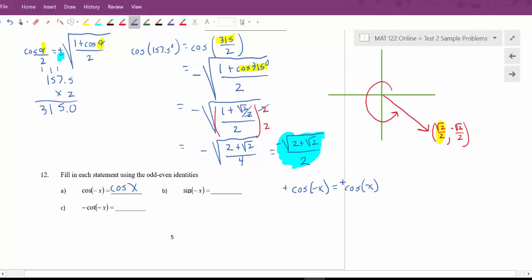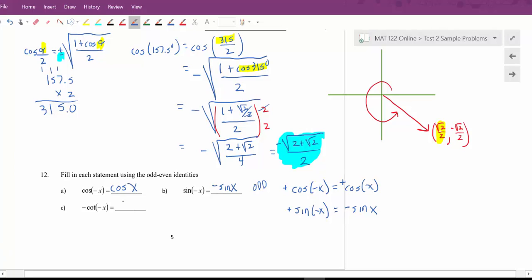The sine is an odd function. Odd functions work like this. When you change the x to negative, the value of the sine goes to opposite. So you get sine x. So see, the thing is, opposite x, opposite y. So that's going to be negative sine x.